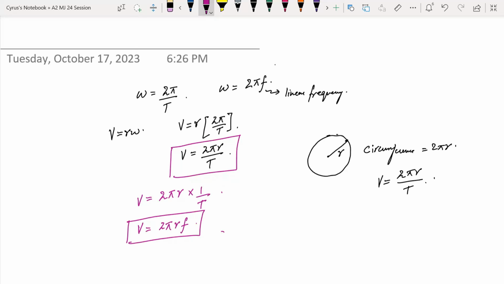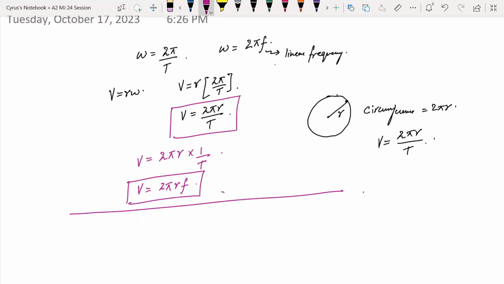This can be another question that we have. Let us talk about the centripetal acceleration.